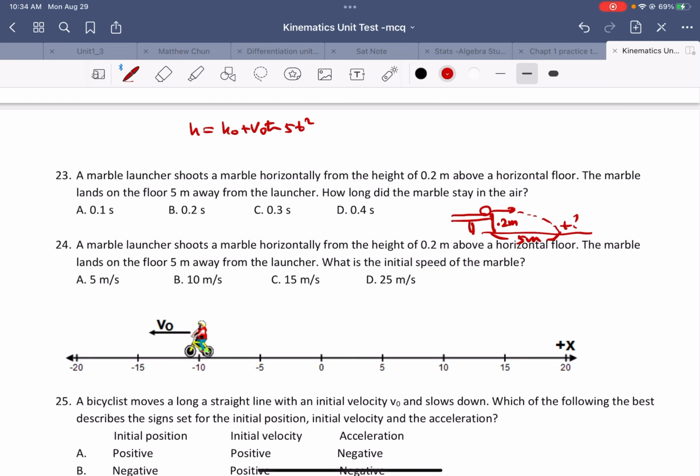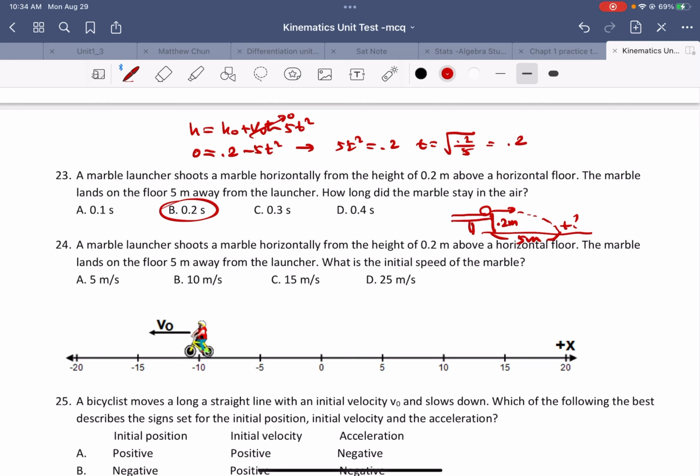So when it hits the ground, height is 0 and the initial height is 0.2, and of course the vertical velocity is 0. So negative 5t squared, so you can find out t. So 5t squared equals 0.2. So t is the square root of 0.2 over 5. When you plug it in the calculator, 0.2 divided by 5, I got 0.2 second. 0.2 second later, it'll hit the ground. So the answer should be B.